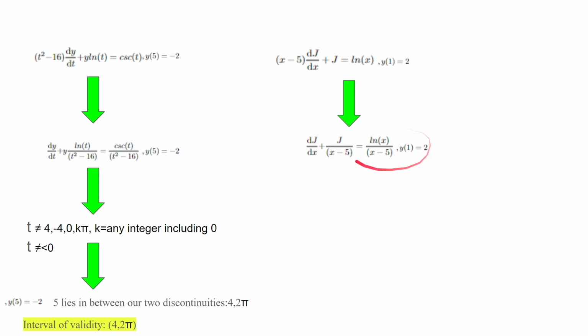Anyway, so divide by x minus 5 is in normal form. What are the discontinuities? T cannot equal anything less than or equal to 0 because of our natural log. It can also not equal 5.